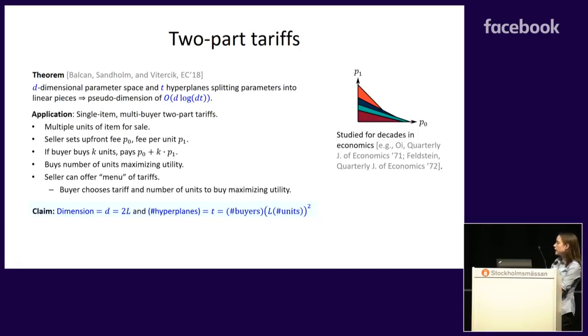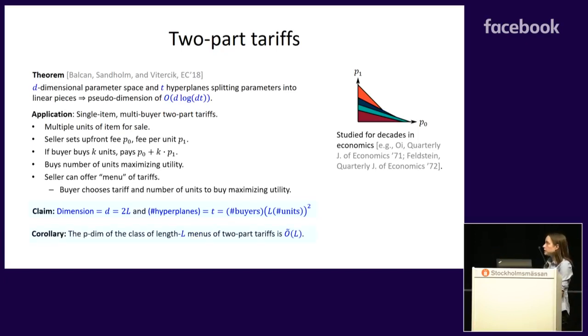And so again, if you're offering a menu of L tariffs, the dimension of the space is 2 times L, and the number of hyperplanes splitting the parameter space into regions where profit is linear equals the number of buyers times L times the number of units squared. And just as a corollary of our main theorem, we get that the pseudo-dimension of this class of length L tariffs is basically the number of tariffs. And here, just to be clear, the number of units is the total number of units for sale.